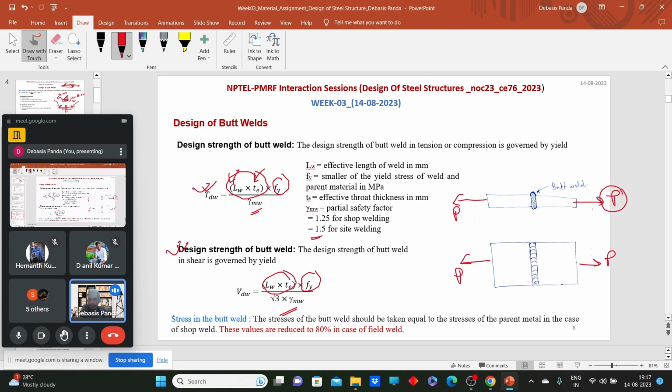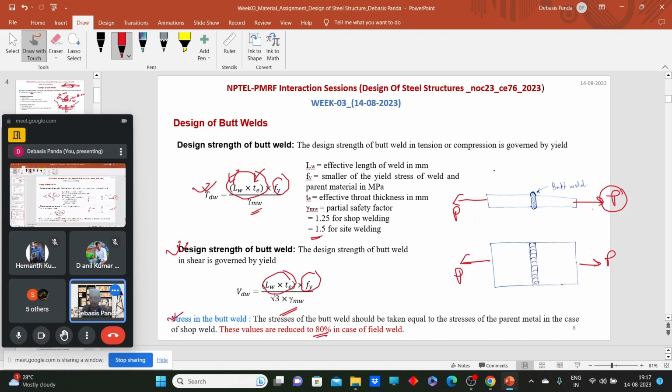So what about the stresses? For butt weld, we generally consider the full stress equal to the stress of the parent material. But for site specification, if this joint will be made on site, then these values are reduced to 80%. We consider that the full strength of the plate will not be considered, but we will take somewhat lower values to be on the safer side, nothing else.